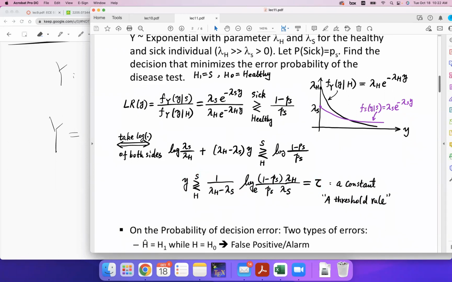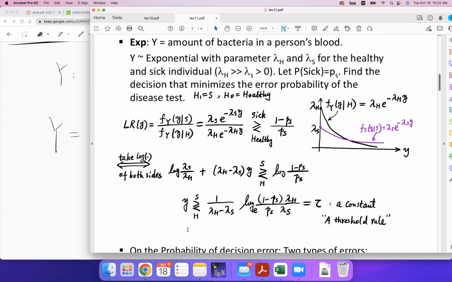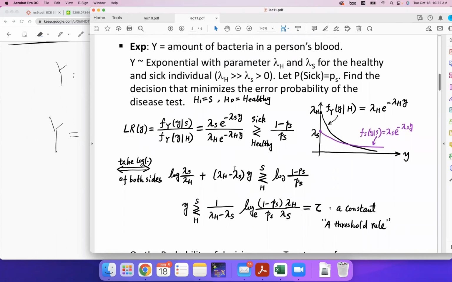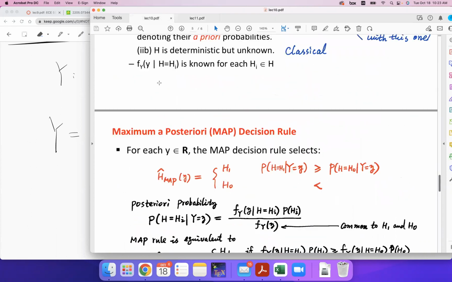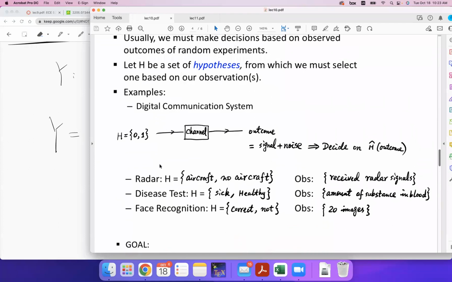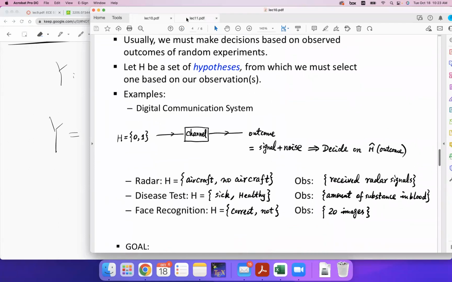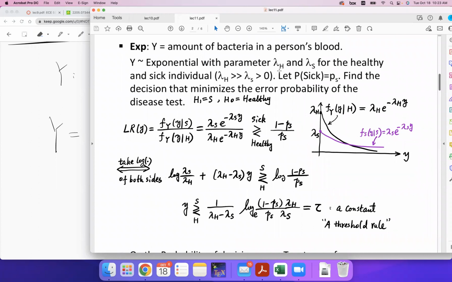So this is a standard application of the likelihood ratio test in binary hypothesis testing. With this example, you can work on all the other examples that we talked about before, like radar systems or communication systems. You just need to replace the context by the corresponding context in those applications. But the entire setup is exactly the same.